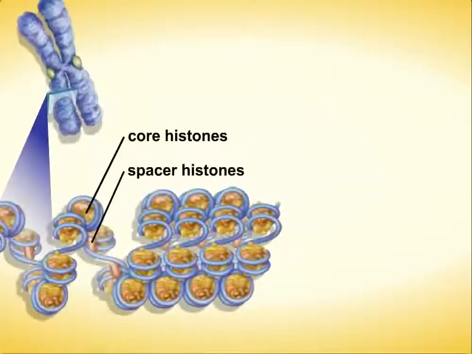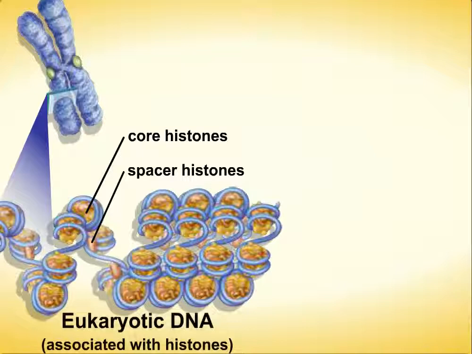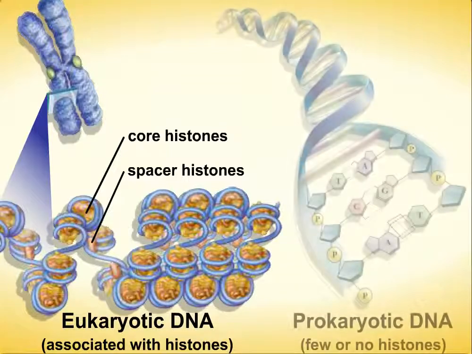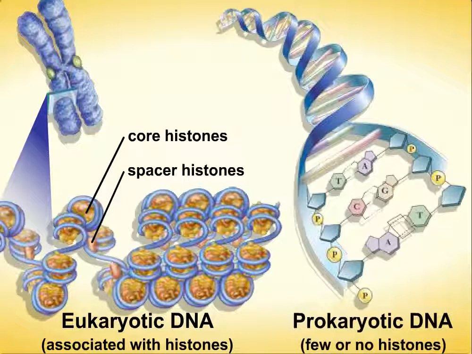Histone proteins associated with the DNA of eukaryotic cells are generally lacking in bacteria but present in archaea. Archaea histones are similar in structure to eukaryotic histones. Small amounts of protein are associated with maintaining the organization of bacterial DNA.